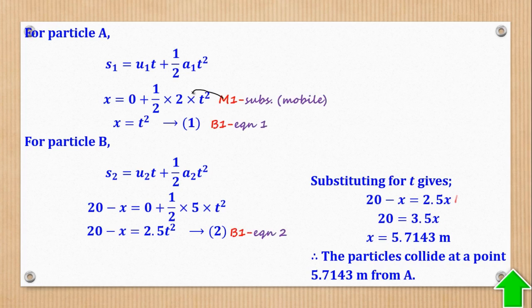So M1 for this, mobile means it can be here or here depending on what you started with. If you started with particle B, it will be at this step. If you started with particle A, it will be at this step. Then B1 for equation 1, B1 for equation 2, and B1 for equating or substitution and output.